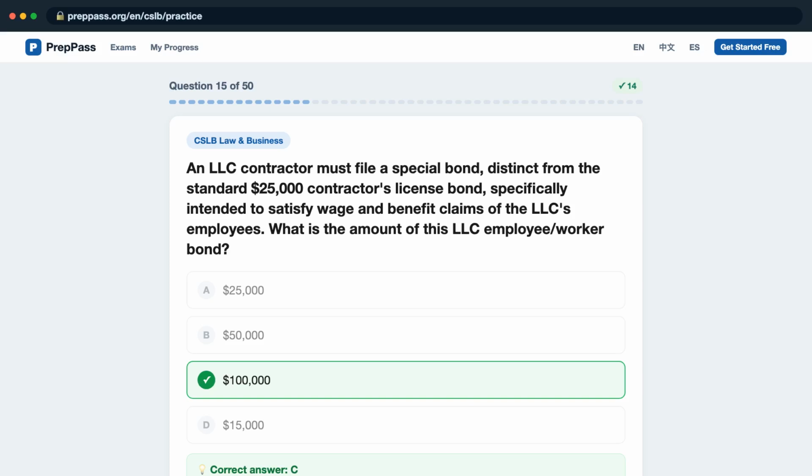BNP Section 7065.1 requires an LLC applicant or licensee to maintain a separate $100,000 bond for the benefit of its employees damaged by the LLC's failure to pay wages, interest on wages, or fringe benefits. This bond is in addition to the regular $25,000 contractor license bond.